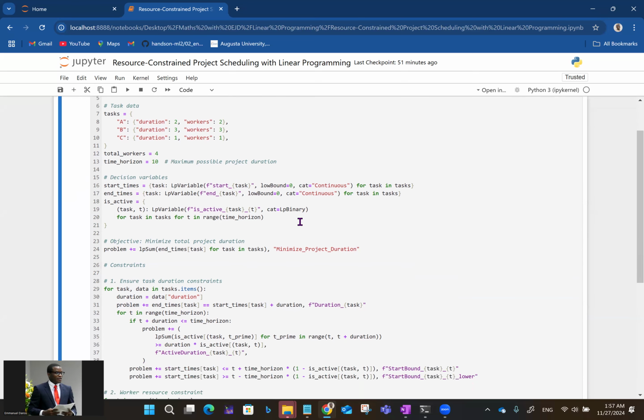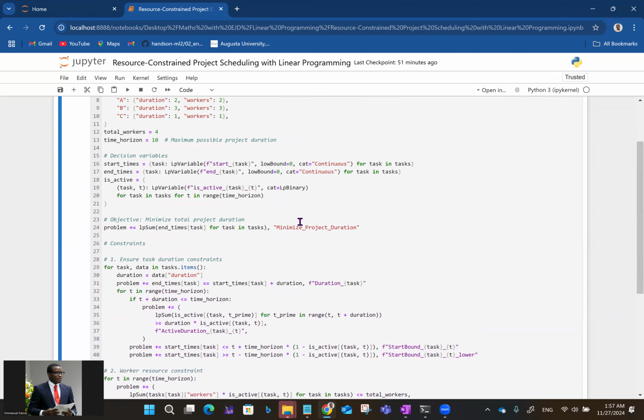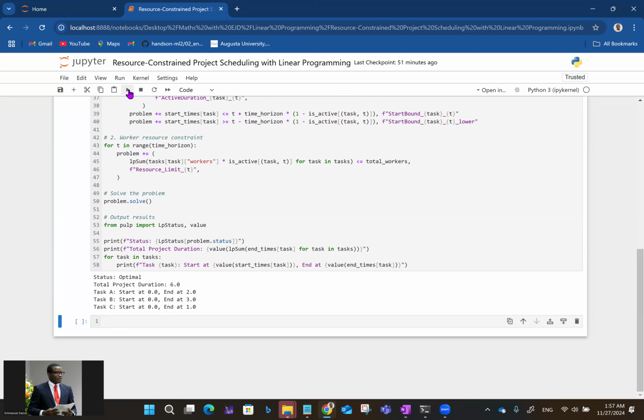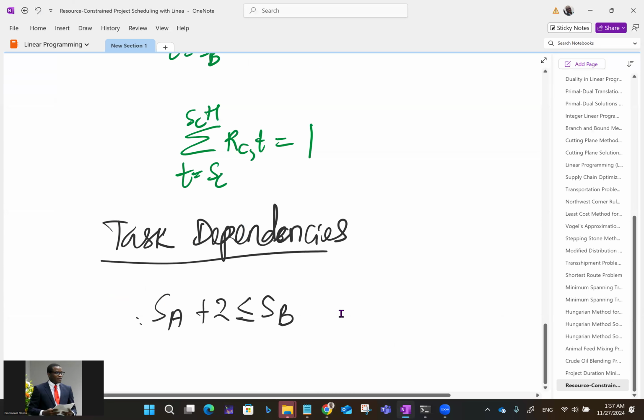We want to take some time to really look at the code, but I'll just run this. And so we have that the total project duration is 6 days, just like what we projected already. Task A starts at 0, ends at 2.0. Task B starts at 0 and ends at 3.0. Task C starts at 0 and ends at 1.0. So that's what we have.